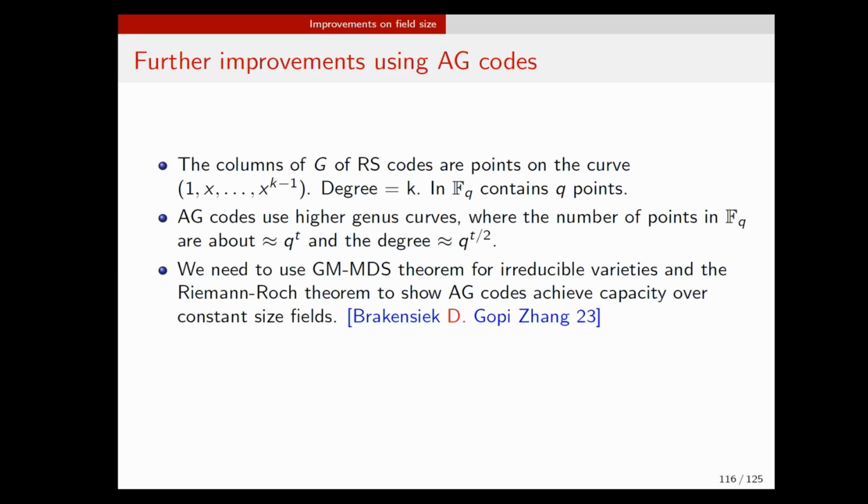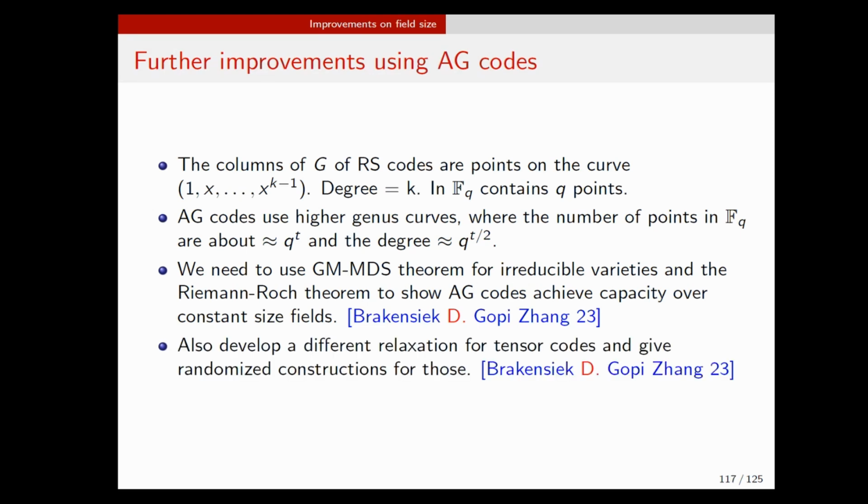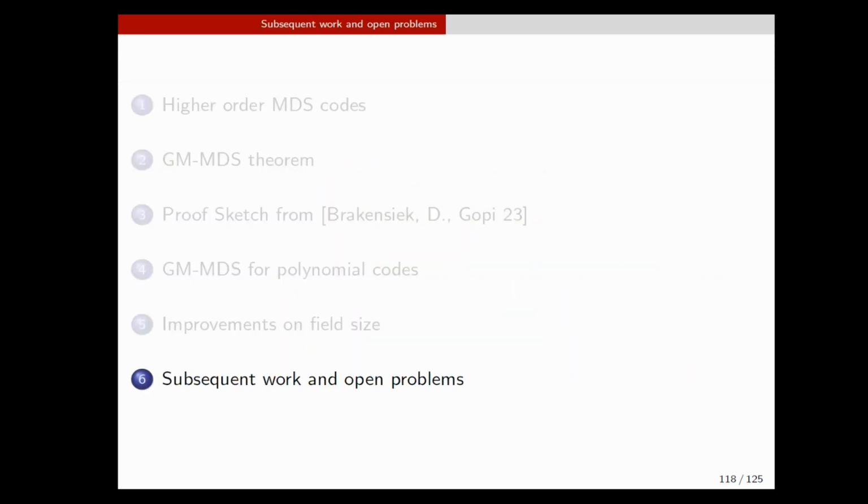And interestingly, I mentioned that the higher order MDS property was related to other things, like MR tensor codes. I said there is a relaxation you can do for this decoding. Turns out there is an opposite relaxation you can do for these tensor codes. So there turn out to be two different families of relaxations, and this same paper gives constructions for both.